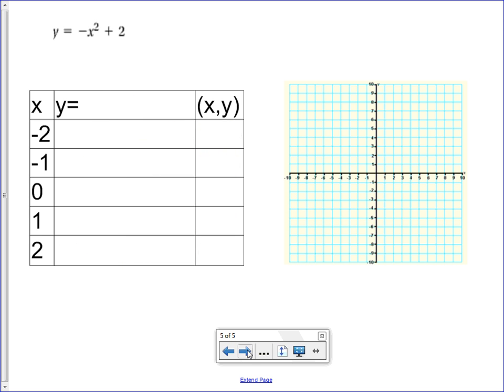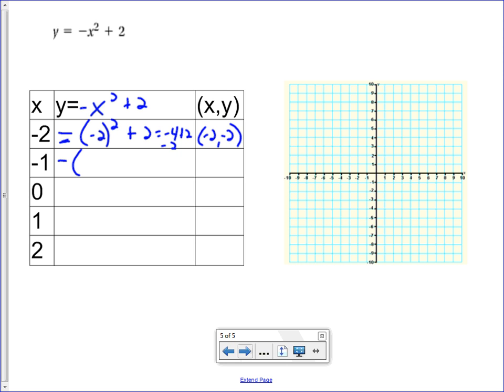Okay, next one, if you have a negative x squared plus 2. Now, keep in mind my negative is outside of my x squared. So this would look like this, a negative 2 squared plus 2. So negative 2 squared is positive 4, but this negative makes it a negative 4. So I got a negative 4 plus 2, which is a negative 2. So I got negative 2, negative 2.